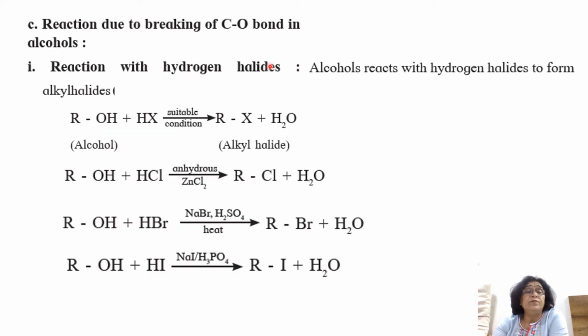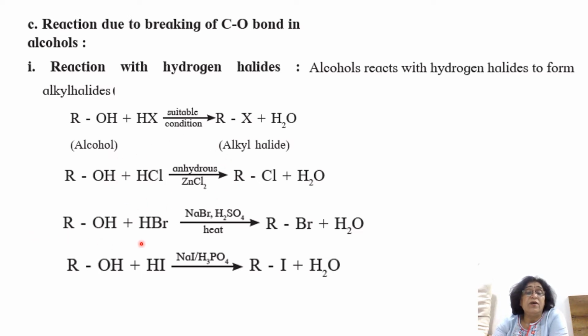Then reaction due to the breaking of the C-O bond. Okay, so in this reaction with hydrogen halide, alcohols react with hydrogen halide to form alkyl halide, and water is given out. If we take alcohol and react it with HCl in the presence of anhydrous zinc chloride, RCl and H2O is formed. So from alcohol you get alkyl chloride if you react it with zinc chloride and HCl.